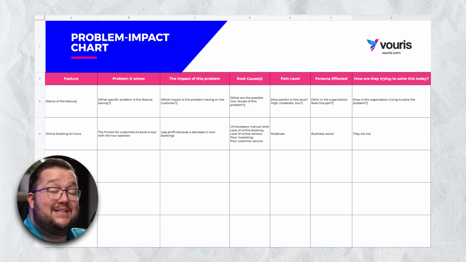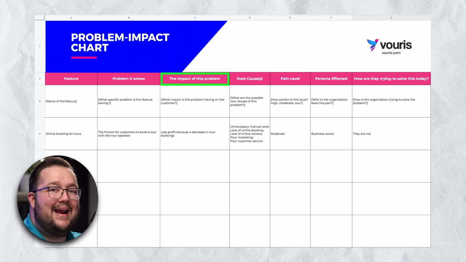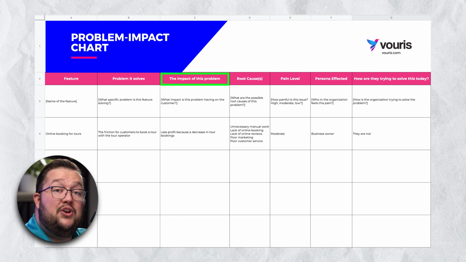The next column here is the impact of that problem. That problem being true for that organization, what negative impact is it having on the organization? Are they losing money? Are they spending way too much time doing something which ultimately costs them money? Or are they putting themselves at risk? What is the actual problem that the prospect is experiencing, that they feel and know about, they're conscious of it, and they want to solve it?